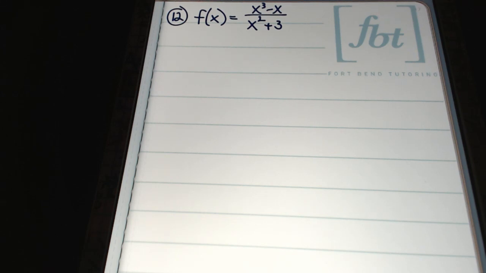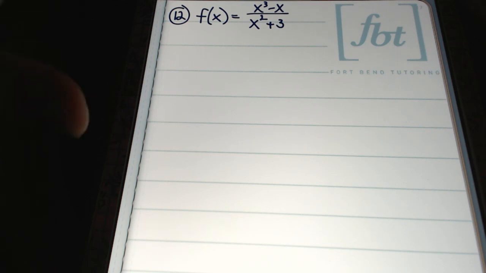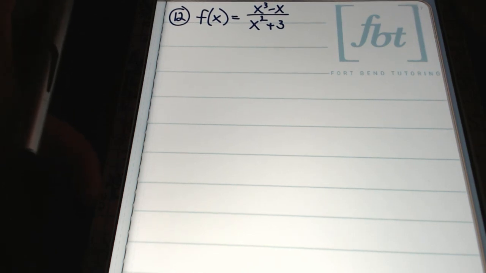I appreciate you guys. Let's look at problem number 12, guys. As promised, we have 12 problems, and guess what? We're on problem number 12. Let's go ahead and finish with a bang. We have our function. F of x equals x cubed minus x divided by x squared plus 3. I'm looking at you right now, Lewis. I'm expecting big things. Good stuff, Lydia. I'm expecting big things from you too.